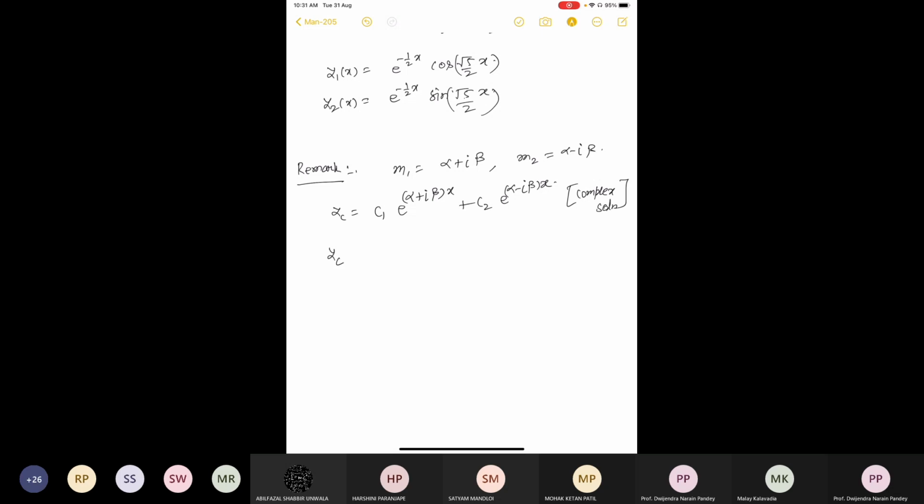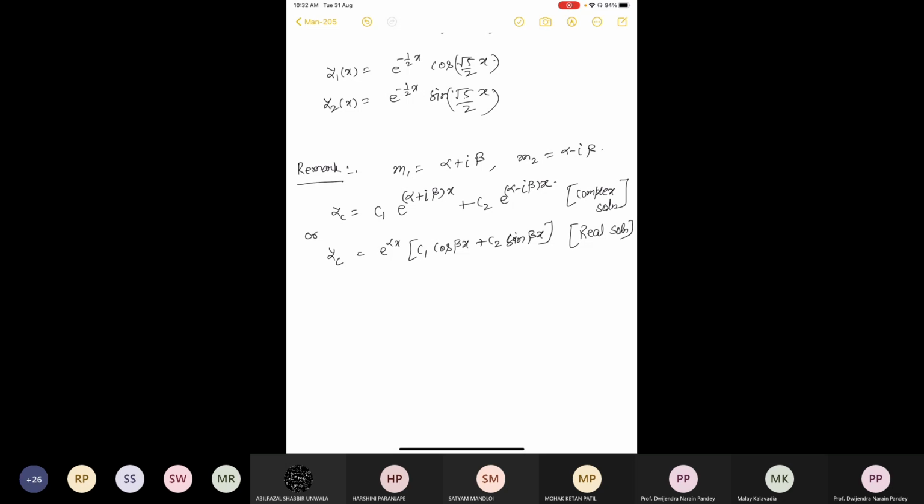Then another way we can write it like this: e to power alpha x times (c1 cos of beta x plus c2 sine of beta x). This is another way to write down this solution. Here it is a real solution.